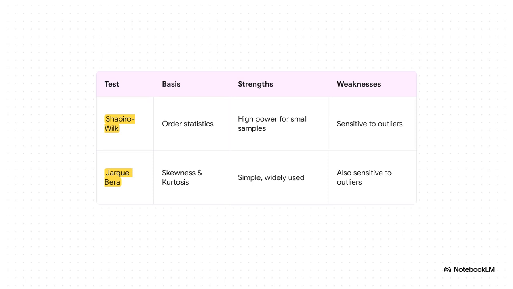So, after the eye test, you might bring out the big guns. The two heavy hitters you see here are Shapiro-Wilk, which is great for smaller datasets, and Jarque-Bera, which looks at how lopsided your data is and how peaky it is. They're both powerful, for sure, but here's their Achilles heel, and it's a big one. They are both incredibly sensitive to outliers, those few extreme data points that can throw the whole analysis off.